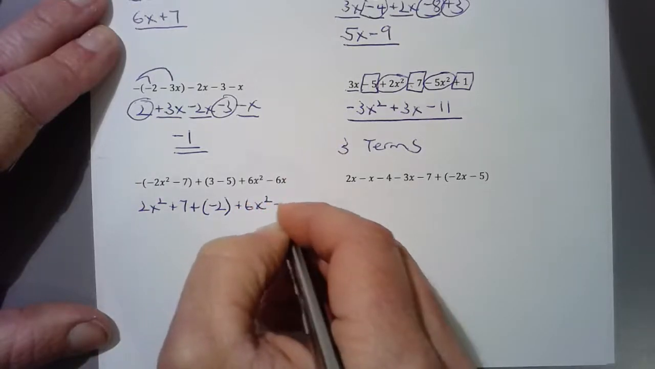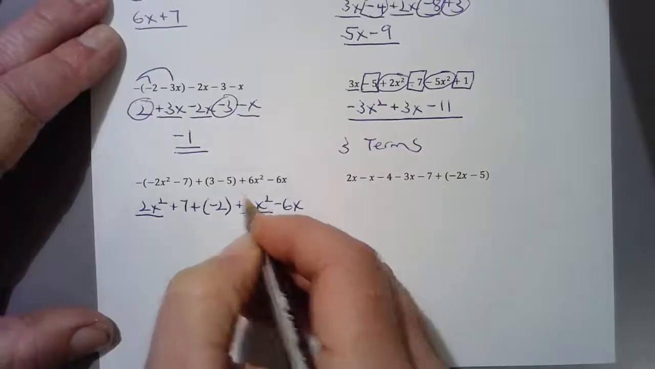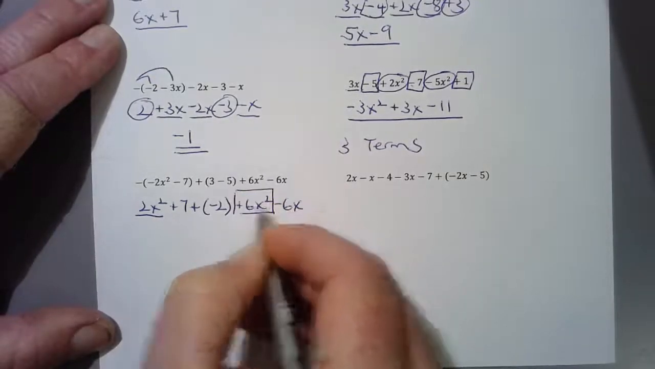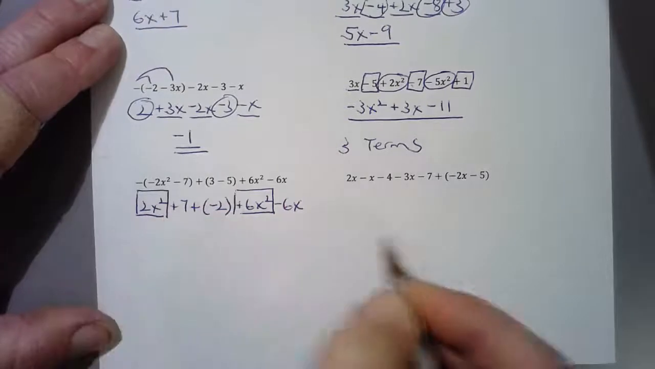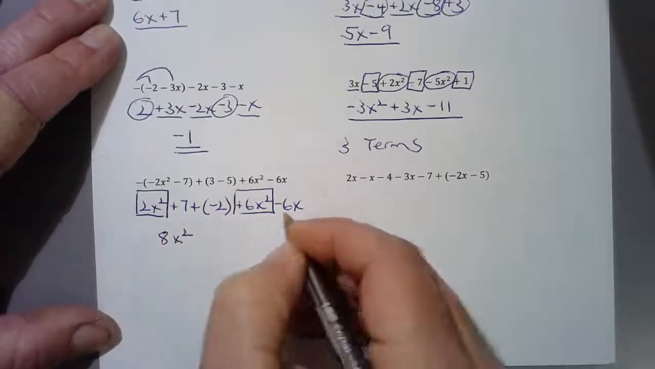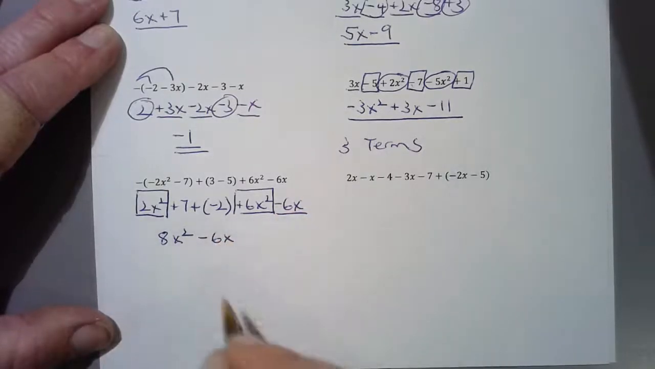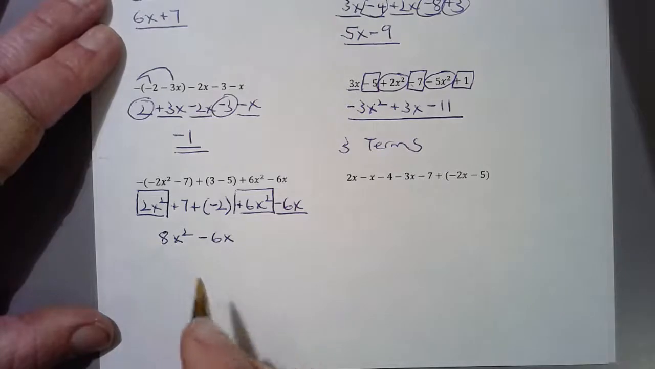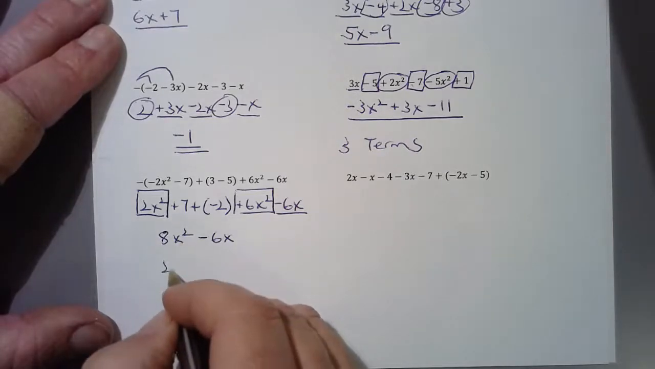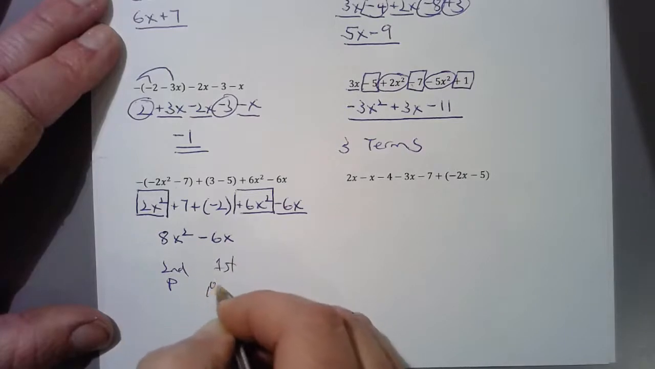6x squared minus 6x. Let's do the square terms first. I'm going to symbolize that by putting squares around them. That makes 8x squared. Then 6x stays by itself. They're in order of power. This is second power. This is first power. We don't combine those.